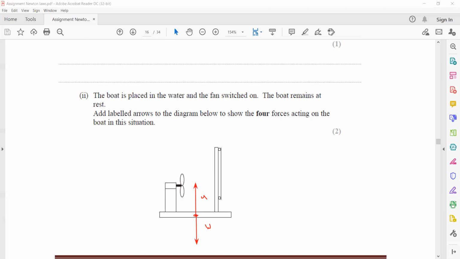Then the remaining two forces. One is the horizontal force, which is the force of the air, exerted by the air on the fan.